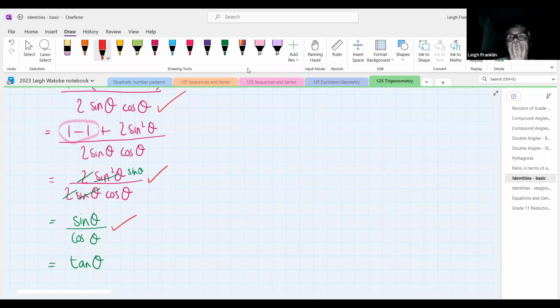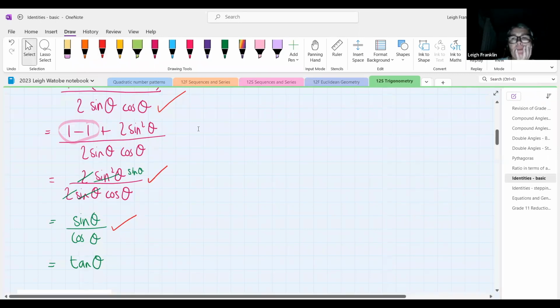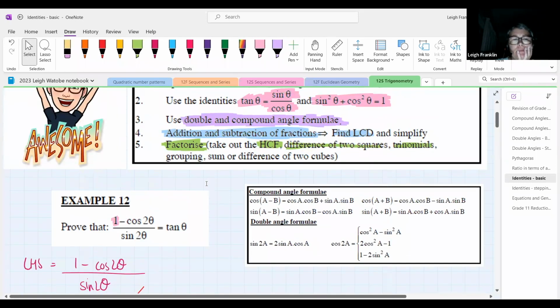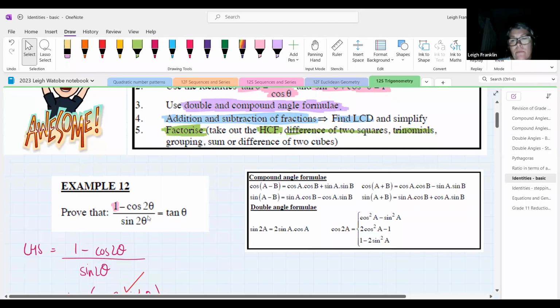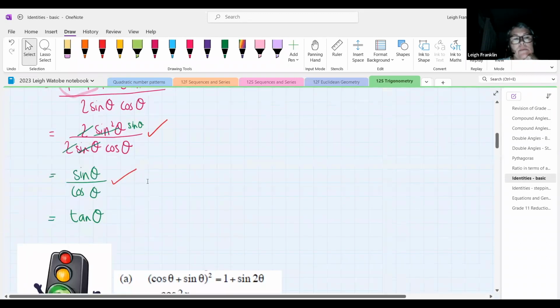Good evening, ma'am, and good evening, everyone. Can I please ask if your final answer should be tan theta or should it be sine over cos? It should be tan theta because that's what was given to you. Okay, so ma'am, sorry to disturb, but my extra classes teacher told me that putting the last answer as tan theta is not the right way to do it.